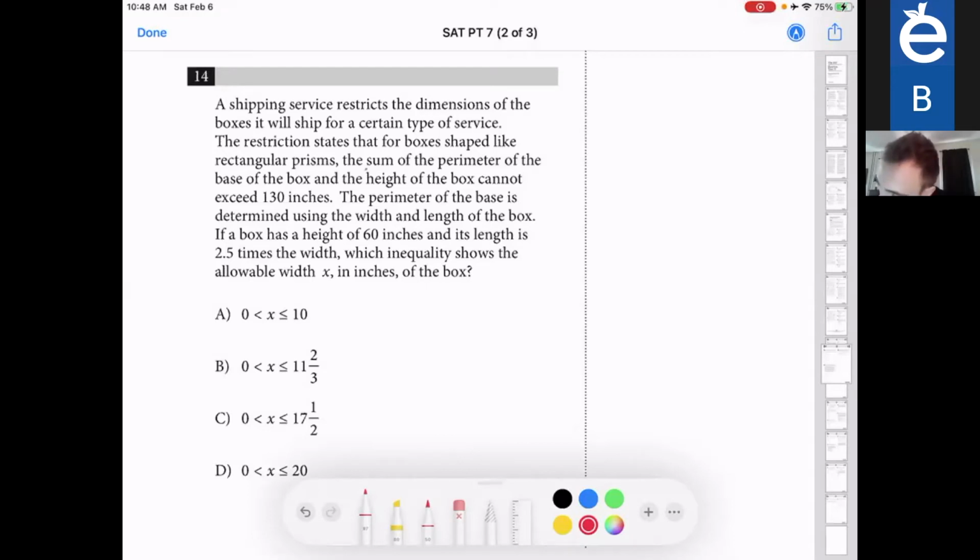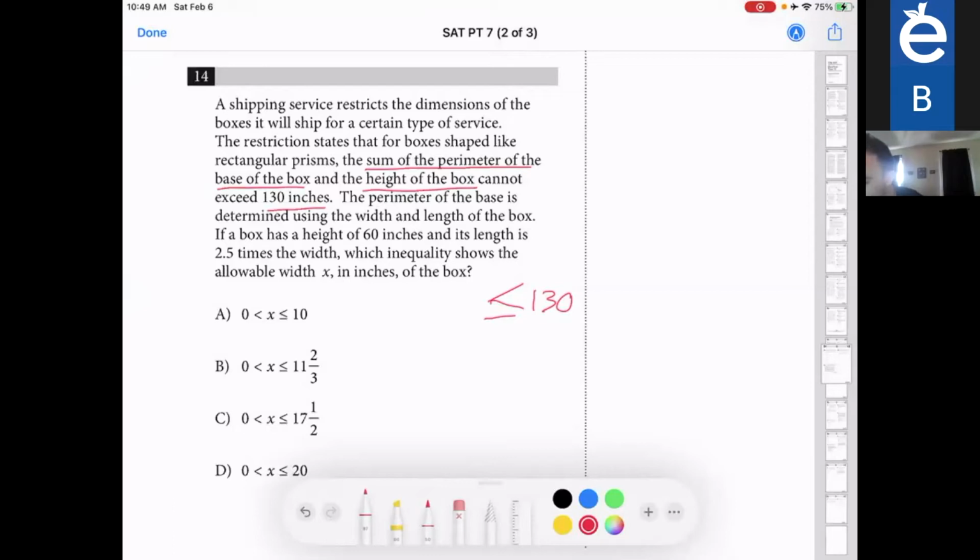Sum of the perimeter of the base of the box and the height of the box cannot exceed 130 inches. So we know we're talking about some topping out or capping at 130 inches. So it could be represented by some inequality like that, right? It needs to be less than or equal to 130 inches. Can't go above it.